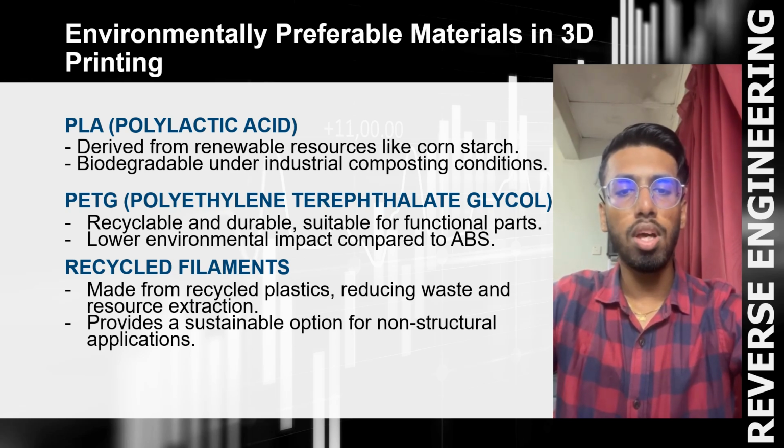Compared to some other 3D printing materials, PLA emits fewer volatile organic compounds (VOCs) during printing, making it a safer choice for indoor printing environments. This is particularly relevant if you are working in a small workshop or in an education center where indoor air quality is a concern. Next is PETG.